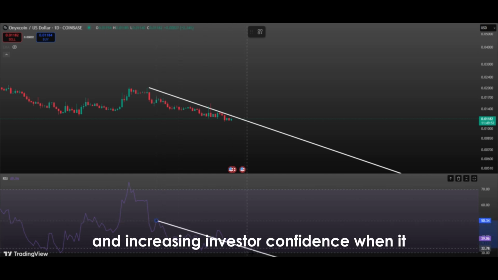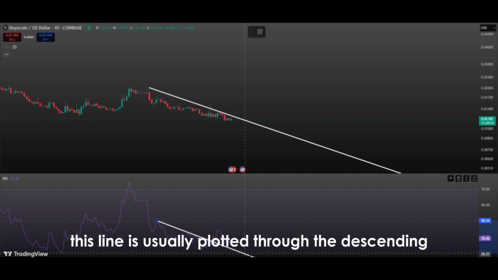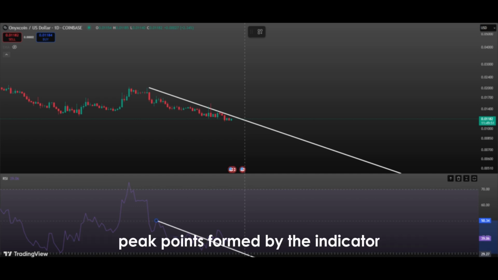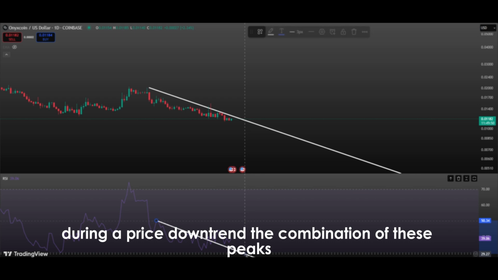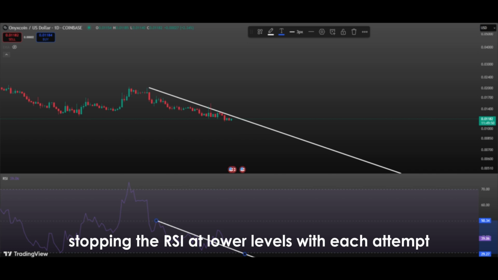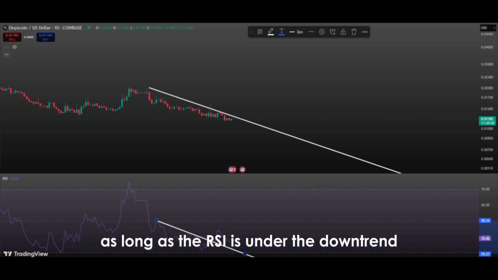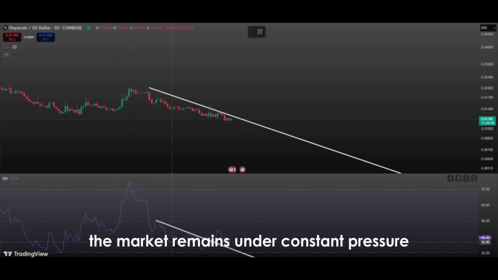and increasing investor confidence. When a downtrend is drawn on the RSI, this line is usually plotted through the descending peak points formed by the indicator during a price downtrend. The combination of these peaks shows that selling pressure is consistently stopping the RSI at lower levels with each attempt. In other words, as long as the RSI is under the downtrend, the market remains under constant pressure.